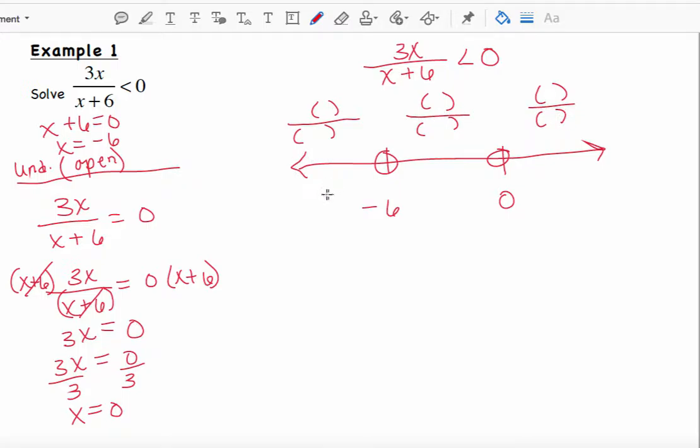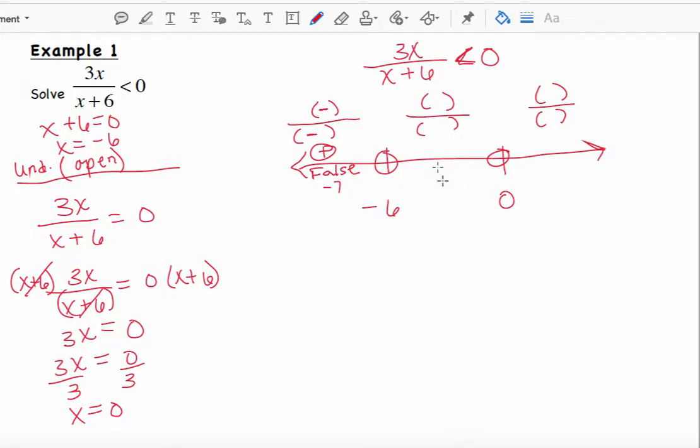Okay, so if I substitute a -7 into my numerator, I get -21. And if I substitute a -7 into my denominator, I get -1. And a negative divided by a negative is a positive, and is a positive less than 0? The answer is no, so this is false.